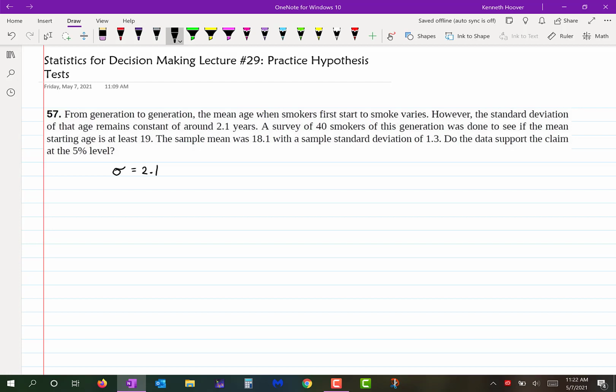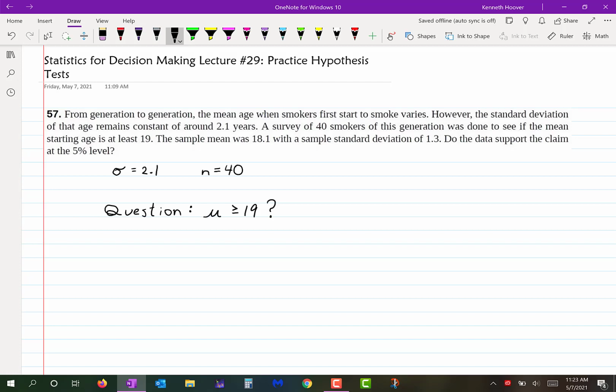A survey of 40 smokers. Okay, well, let's write that down. They took a sample of size 40. It was done to see if the mean starting age is at least 19. So there's a question that's being asked. The question is, mu at least 19? That's the question that they're asking.